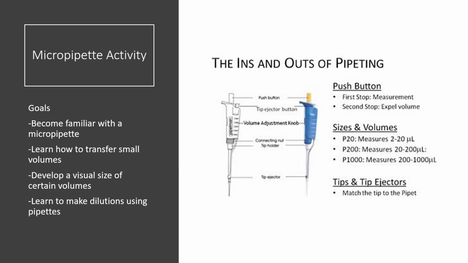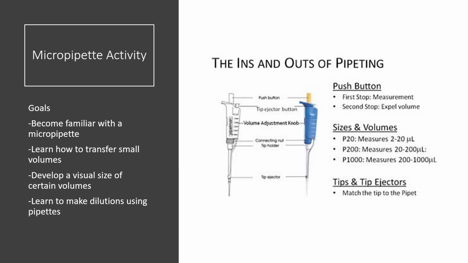So there's a few different sizes that we have for pipettes. There's P20, P200, P1000. So these are just going to be measuring different sizes and volumes. So P20 is for 2 to 20 microliters, then P200 is for 20 to 200 microliters, and so on. So then they have different pipette tips for each pipette.